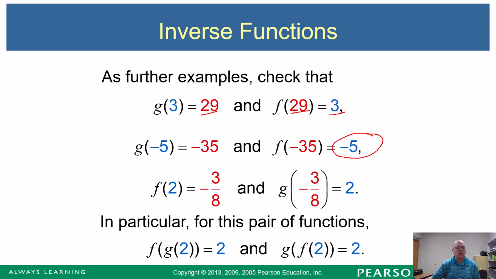So this is one way to look at it. 2 is taken to the g function. It gives us a result, and that result is given to the f function, and we end up with a 2 all over again. Or the other way. Take the 2, put it in f, take the result, put it in the g function, and we're back to 2. It has to work both ways. One way is not good enough for one-to-one inverse functions.